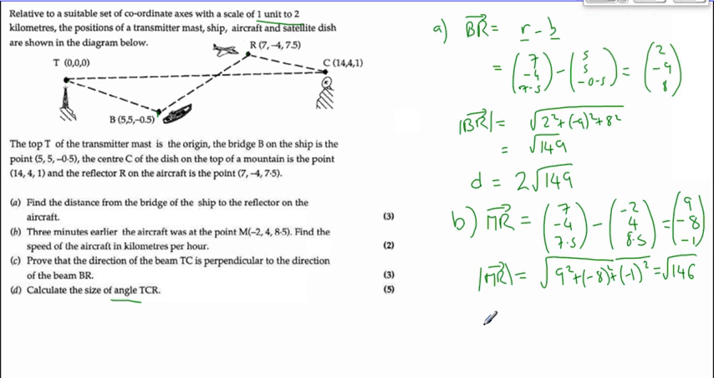Now, if we want to know the speed, we need to know the distance divided by time. The distance is going to be 2 lots of root 146. And then the time, because we're talking about it in per hour, you're looking at 3 minutes. So you're dividing it by 1/20th, just so you're looking at it in kilometers per hour. So what that really means is 40 root 146.